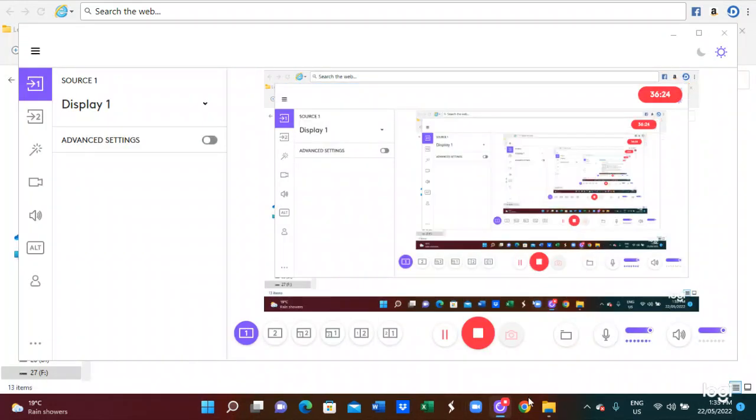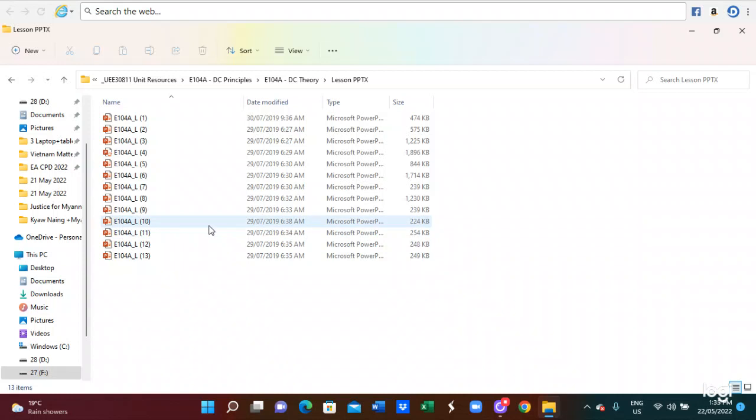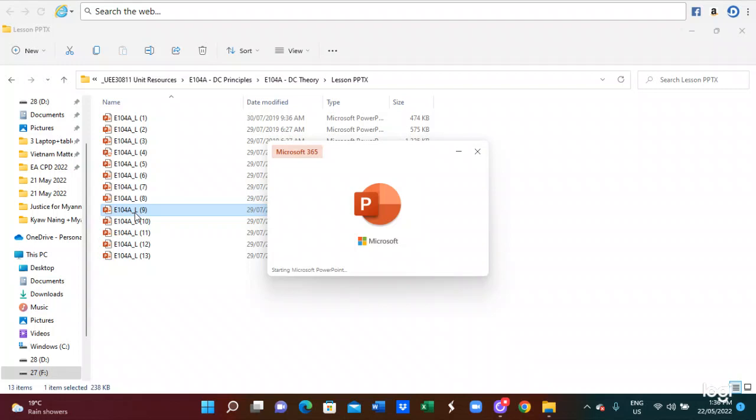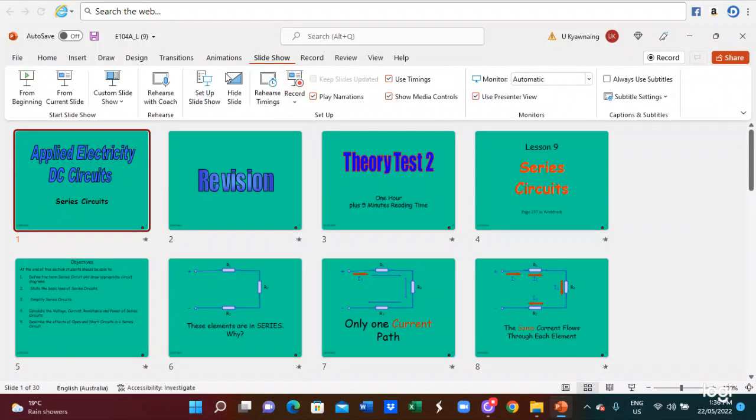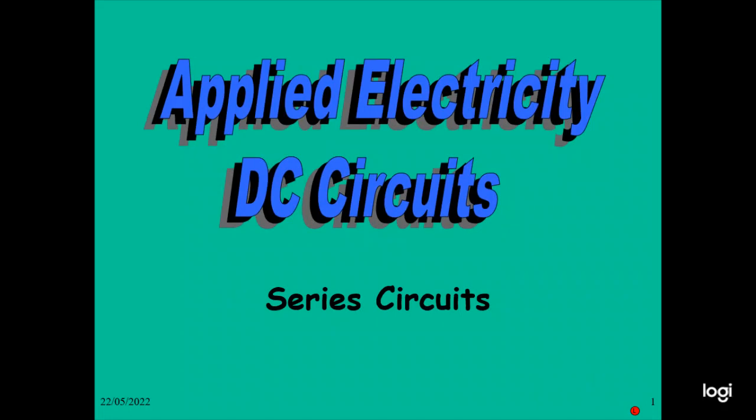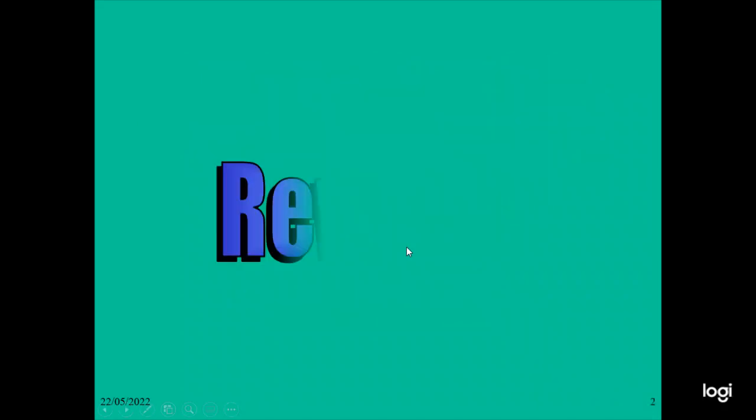Then we also talk about the DC theory. So we're talking about the applied electricity circuit, series circuit.